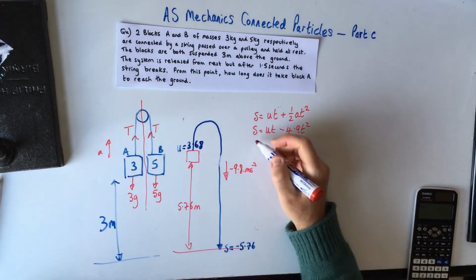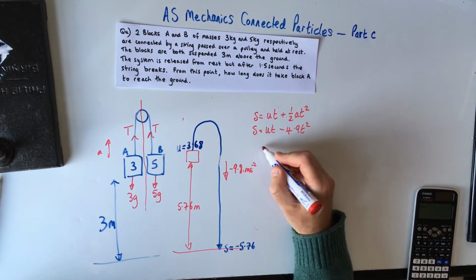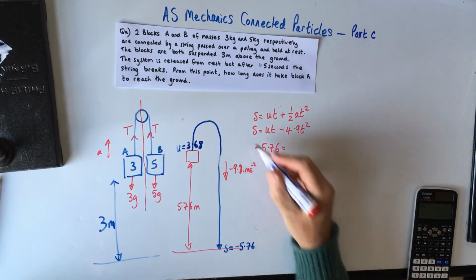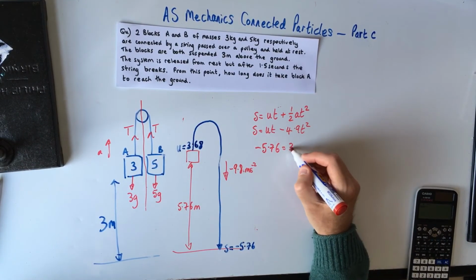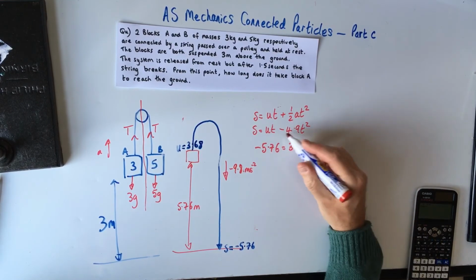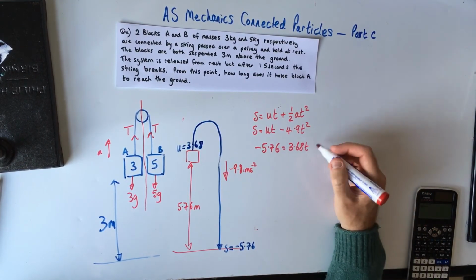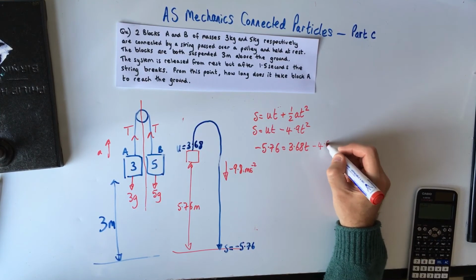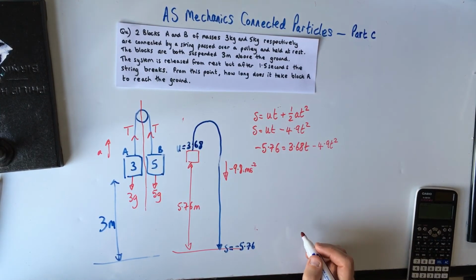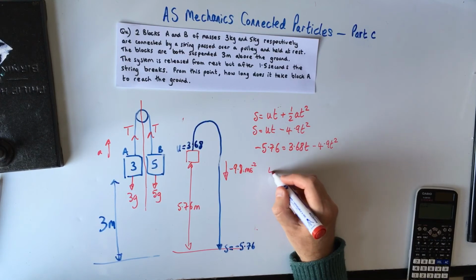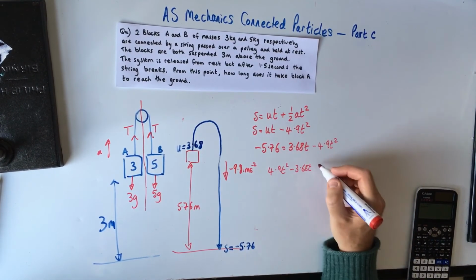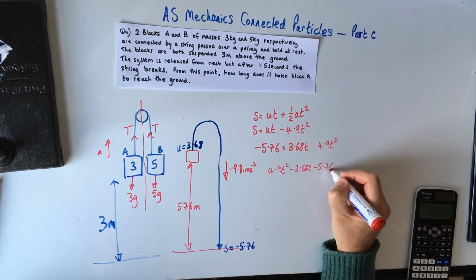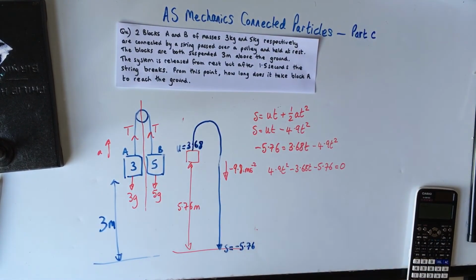Okay, so the S is going to be minus 5.76 in this mock-up of what's happening. We know that the initial velocity is now 3.68 t. We don't know the t. Minus 4.9 t squared. Take everything over to that side and we get 4.9 t squared minus 3.68 t minus 5.76 is equal to 0, and there's your quadratic.